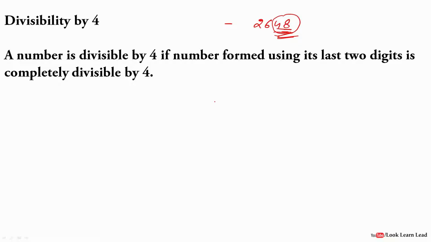Let's take another example. Suppose we have 2614. In this case, 14 is not divisible by 4, so the number won't be divisible by 4. But if it is 2612, 12 is divisible by 4.